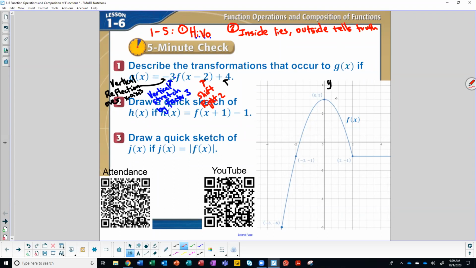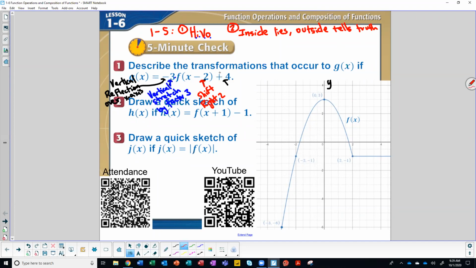So every point would get shifted 2 units over this way. Everything on the graph would get shifted 2 units over. That's how this graph would look with that transformation. It'll shift it over 2 units.